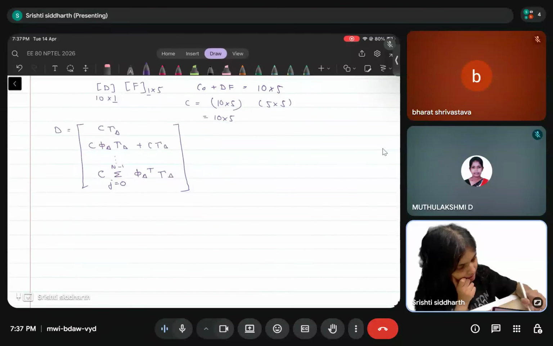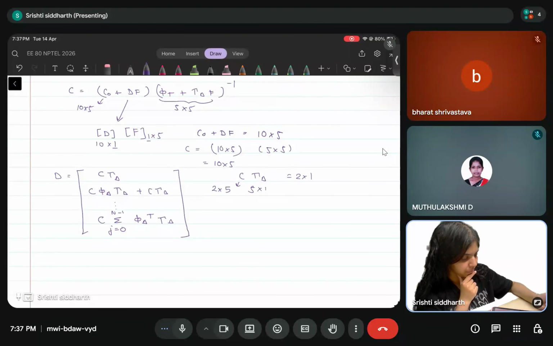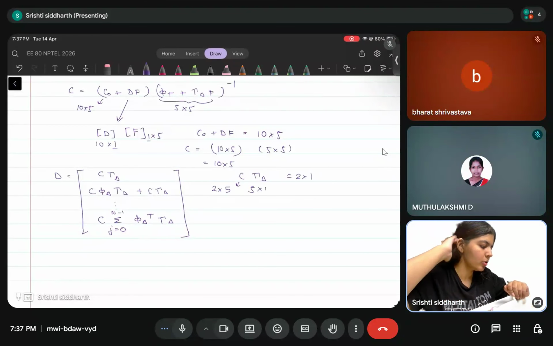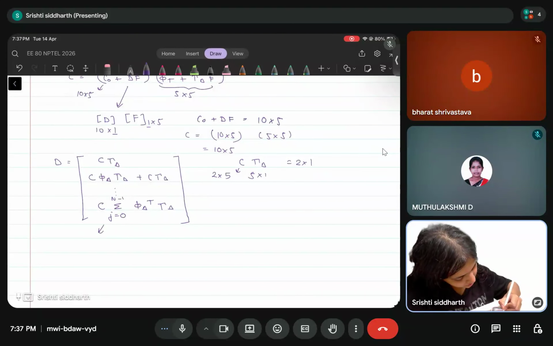So C gamma delta is, this is 2 by 5. This is 5 by 1. This is 2 by 1. And D was 10 by 1. So we have 4 more rows of size 2 by 1. Let's see what this is. This is C times 0 to 4.